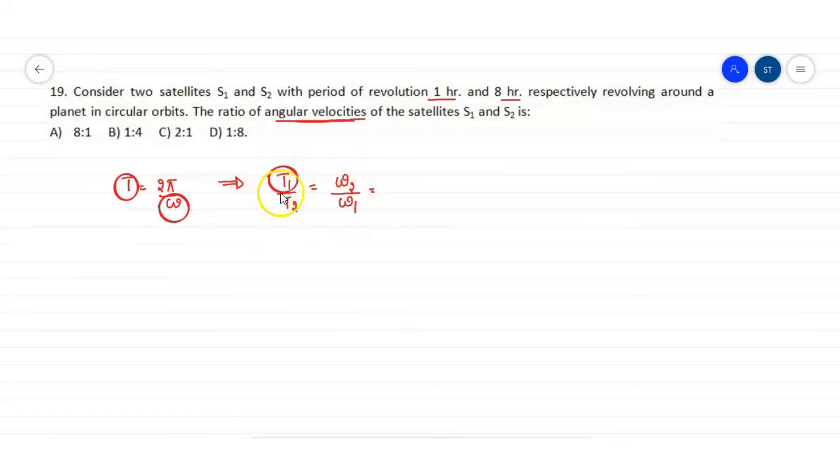What is T1 given? 1 hour and T2 is 8 hours. So this will be 1 upon 8. So if we want the reverse, which is omega 1 upon omega 2, this will be equal to 8 upon 1. So option A will be the correct option for the given question.